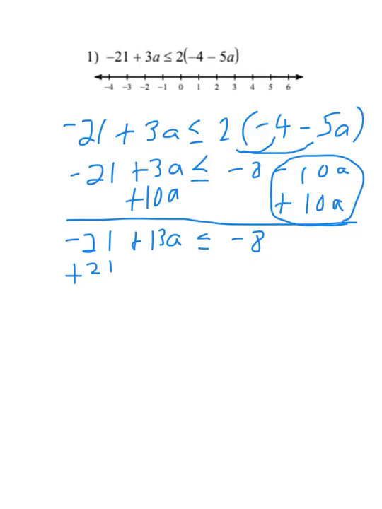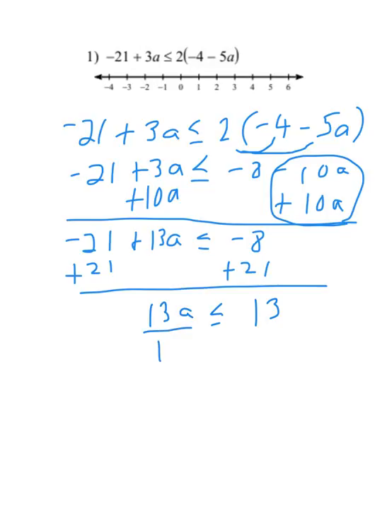Add 21 to both sides. I get 13a is less than or equal to 13. Now we want to divide both sides by 13. And I get a is less than or equal to 1. So that's the solution. a is less than or equal to 1.